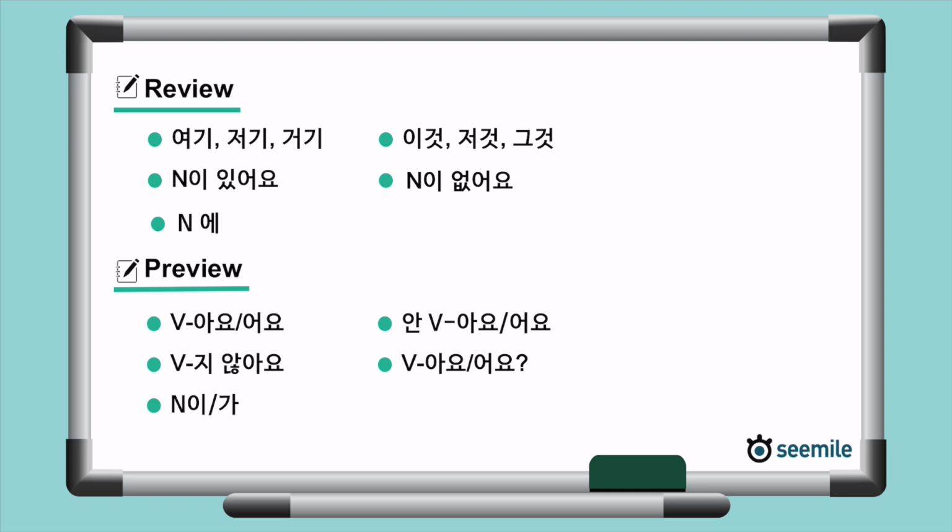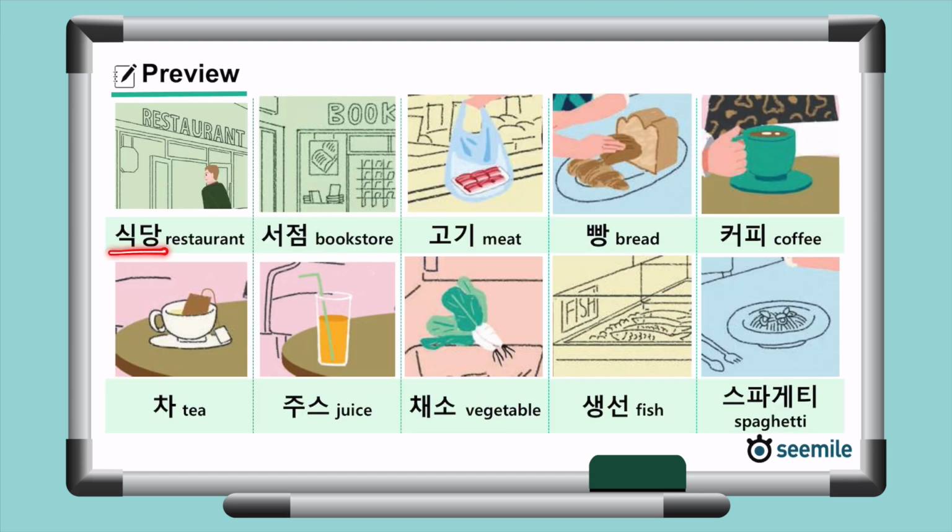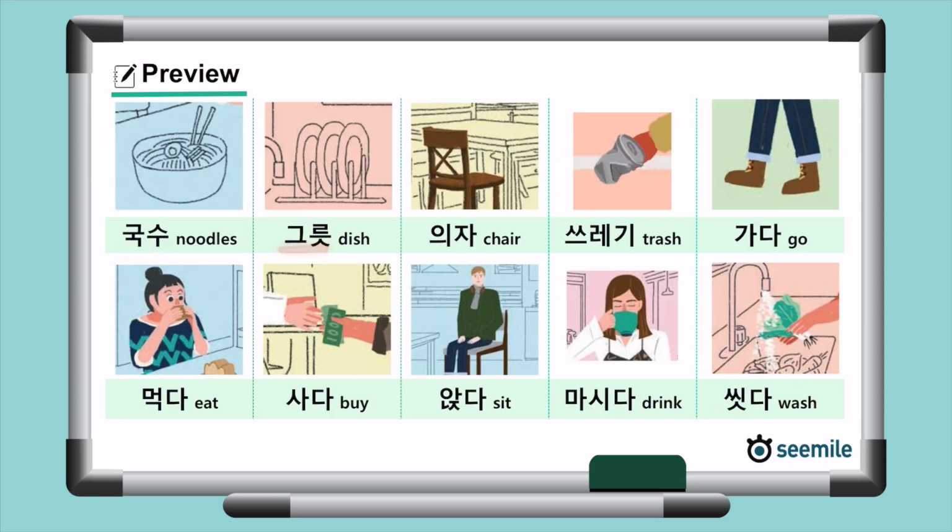Today, we're going to see what we can learn from Adam and her friends related to the topic of food. But before that, let's learn some new vocabulary related to that topic. 식당, 서점, 고기, 빵, 커피, 차, 주스, 채소, 생선, 스파게티, 국수, 그릇, 의자, 쓰레기, 가다, 먹다, 사다, 앉다, 마시다, 씻다.